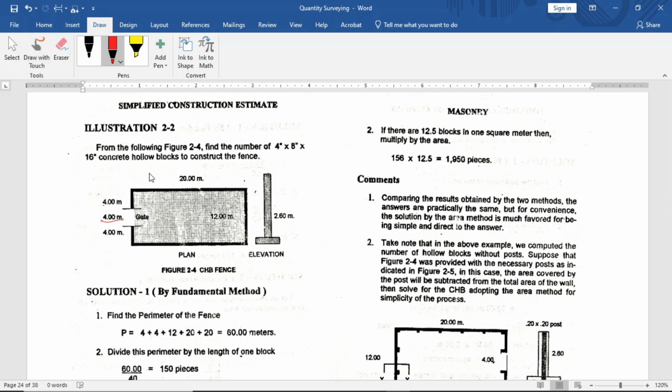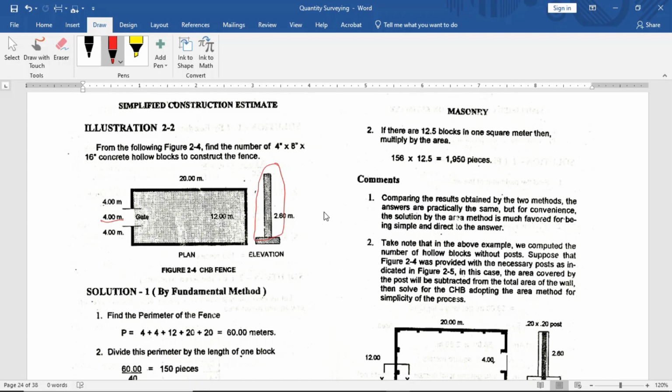So, 4 meters, 4 meters. Tapos, ito yung elevation naman ng hollow blocks natin. Ito yung hollow blocks natin. Ganyan yung elevation niya. So, first, by fundamental method tayo. First, find the perimeter of the fence. Paano ba kunin ang perimeter? Lahat ng sides, plus mo lang.